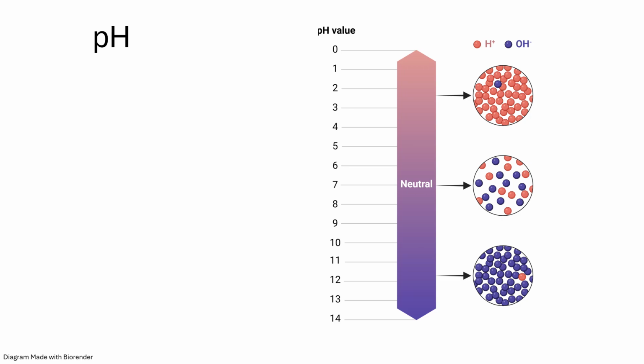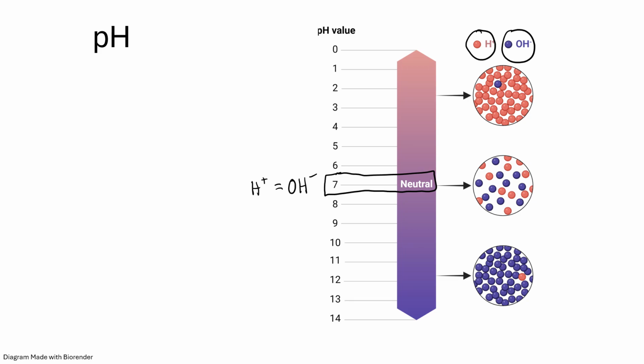And the numbers, they all indicate something about the proportion of H+ cations to OH- anions. In the pictures on the right, you can see those proportions of the H+ cations that are in red and the OH- anions that are in purple. Let's start at the midpoint of the pH scale, which is a pH of 7, or is a pH that is neutral. This means that the number of H+ cations equals the number of OH- anions.